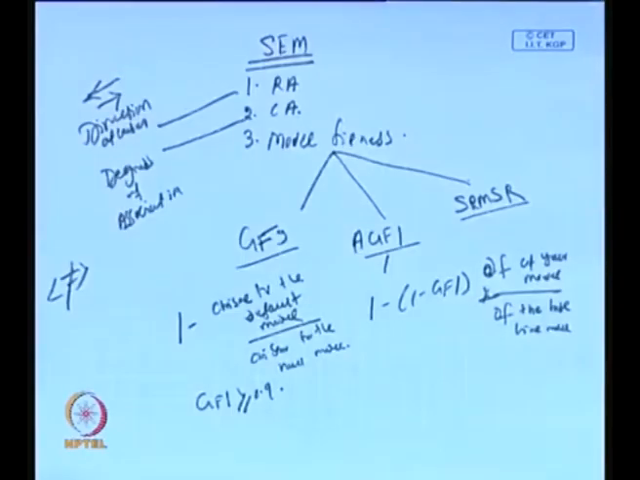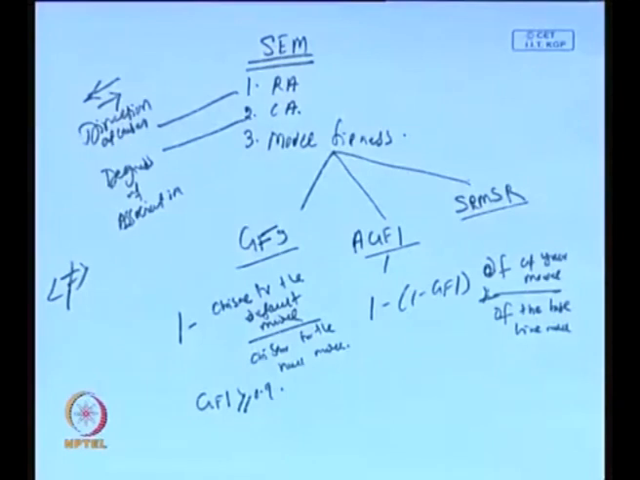So once you involve more and more variables in the system, then obviously it will affect the degrees of freedom. So that degrees of freedom has to be taken care of. As a result, AGFI will be another indicator to be used, which can take care of the overall fitness of the model and at the same time can take care of, you can say, the degrees of freedom.